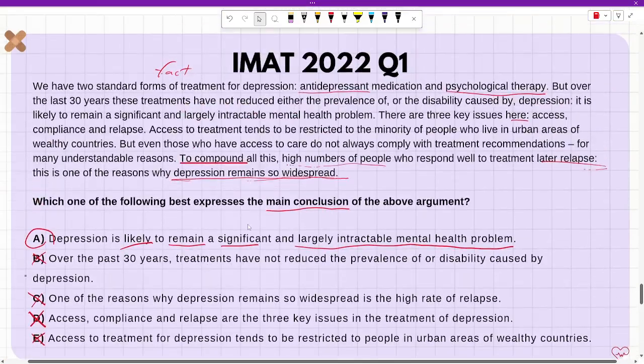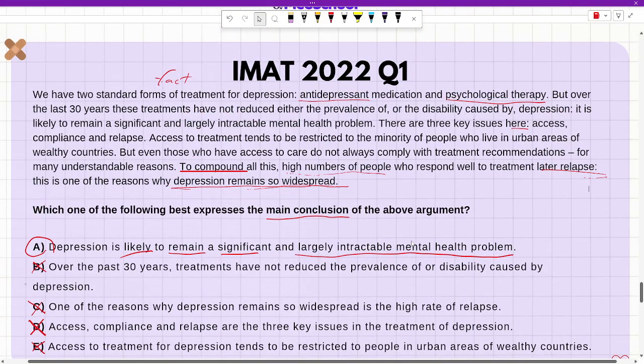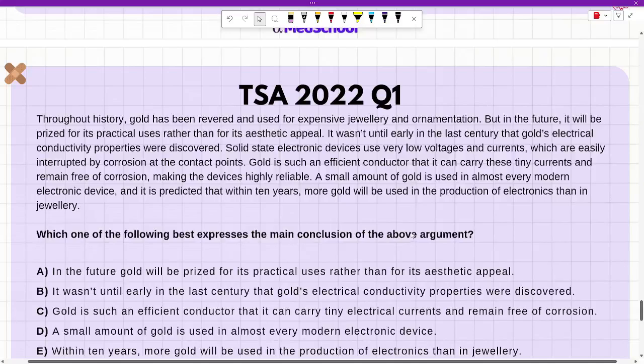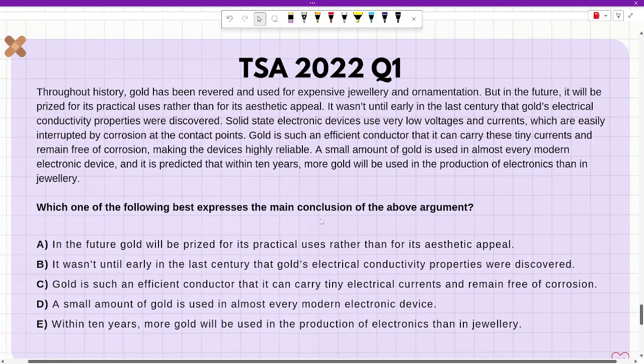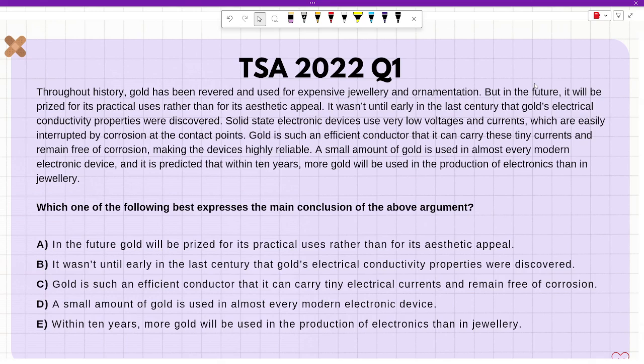So yeah, guys, this is it. If you're able to solve this question right here, I would say you're very well prepared for the IMAT. Okay. Now this is a TSA 2022 question 1. So pause the video, then after you pause the video, solve it. Then let's solve it together. Now, which one of the following best expresses the main conclusion of the above argument? Main conclusion.